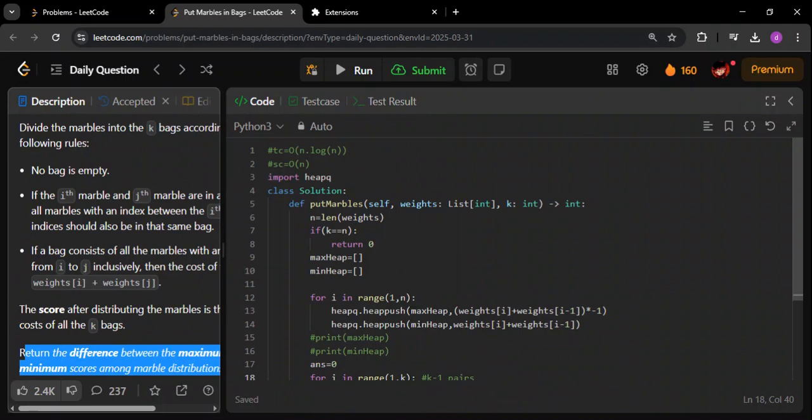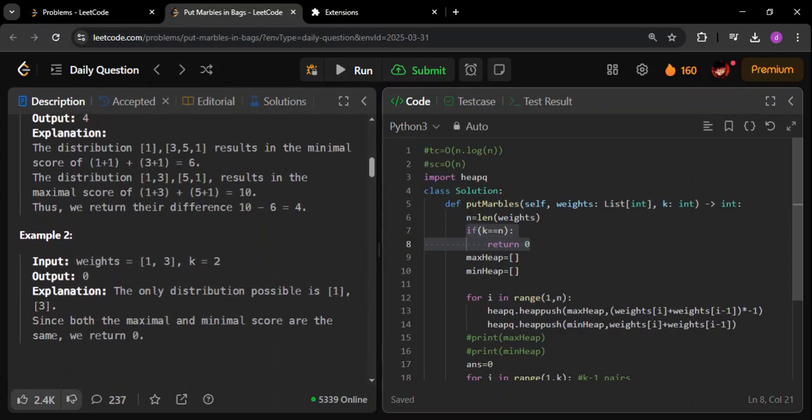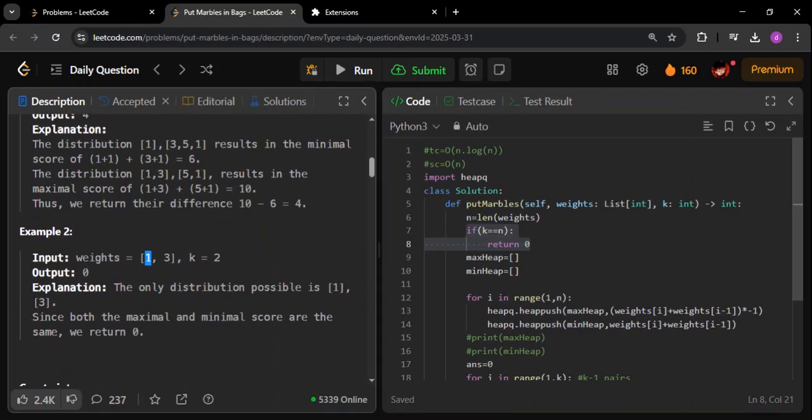Now, this is one of the edge cases. You will get to know about this when you solve example number two. The idea here is none of the bags should be empty, so at least one marble should be there in each bag. Are you getting it? If the number of elements and k are the same, in that case the answer is going to be zero, because there is only one possible division, and both the max and the min division are going to represent the same.